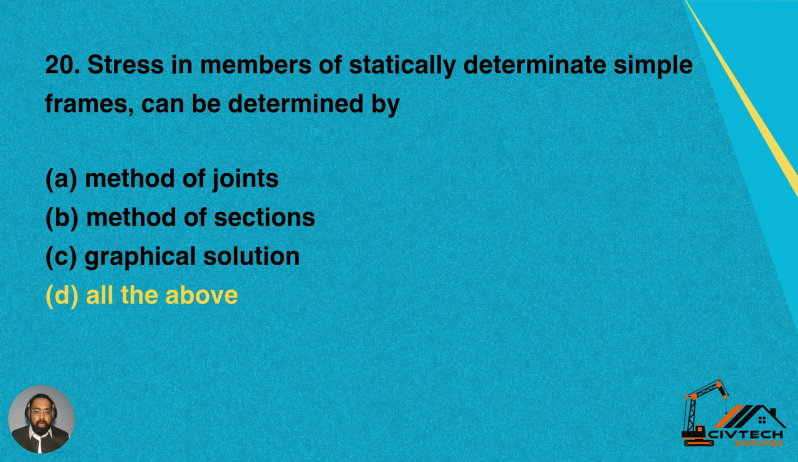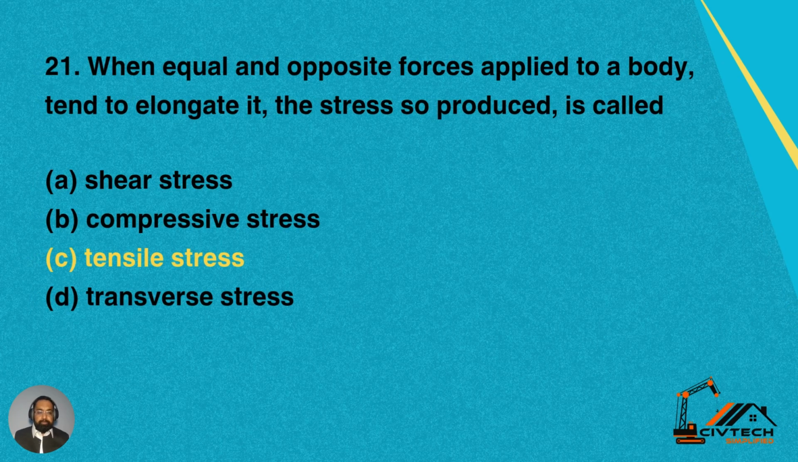Question 20. Stress in members of a statically determined simple frame can be determined by: how do we determine the stress in the members which are statically determined? Option A, method of joints. Option B, method of sections. Option C, graphical resolution or graphical method. Option D, all of the above. So D is the correct option. All these methods are used to calculate the stresses.